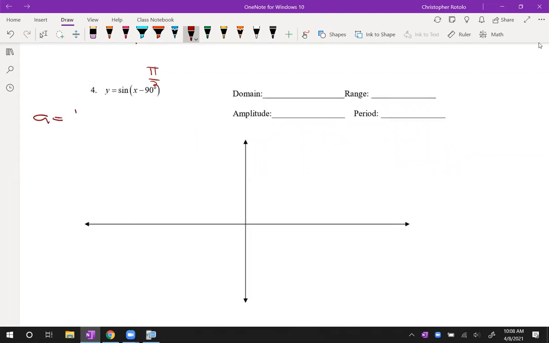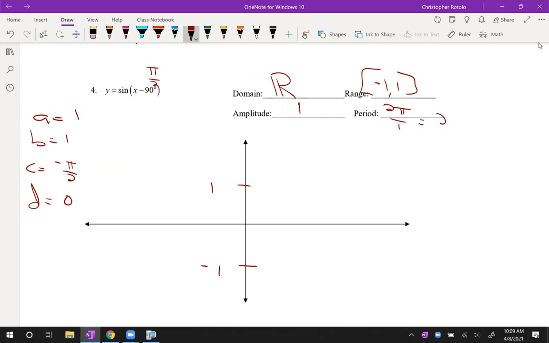So right now, a equals 1, b equals 1, c equals negative pi over 2, and d, there's nothing added or subtracted after it, so that's 0 again. So domain, all real numbers. Kind of silly that we keep putting that on there, but it is what it is. The amplitude is 1, so I know I can mark 1 and -1. The next thing we have is the range is going to be -1 to 1 since we didn't make any of those changes. So I got 2 pi over 1, which is just 2 pi.